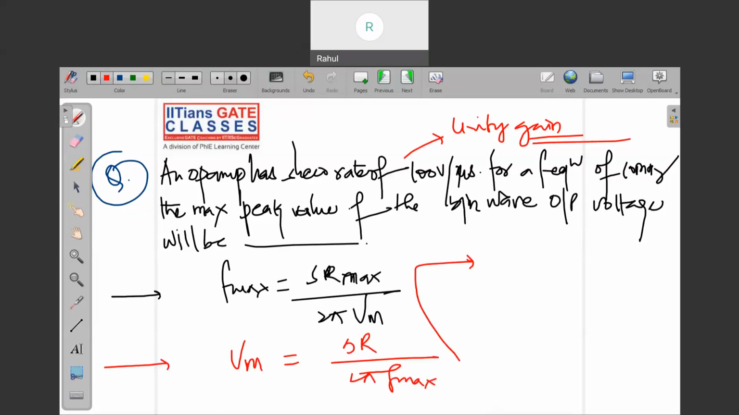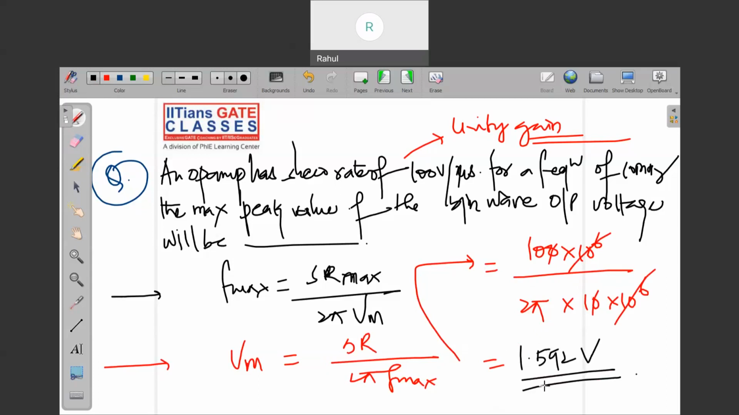So here you can plug in the values. SR is given as 100 into 10 raised to power 6, upon 2 pi into F max. F max is given as 10 into 10 raised to power 6. So it will get cancelled. This is also cancelled. And now 10 upon 2 pi. What is the value of 10 upon 2 pi? You can solve this, right? So this will give you 1.592. So this kind of question can also be asked. Please keep this in mind.